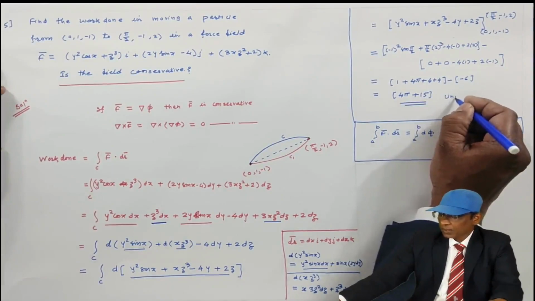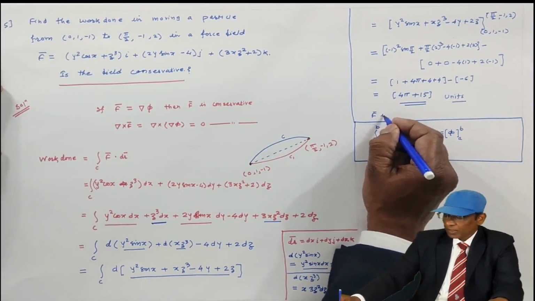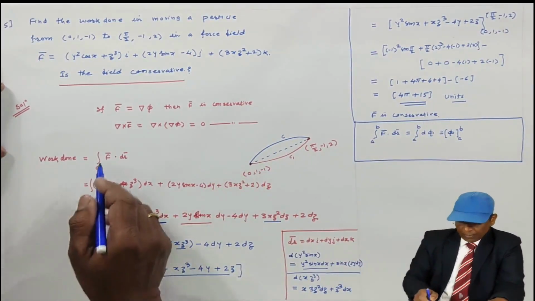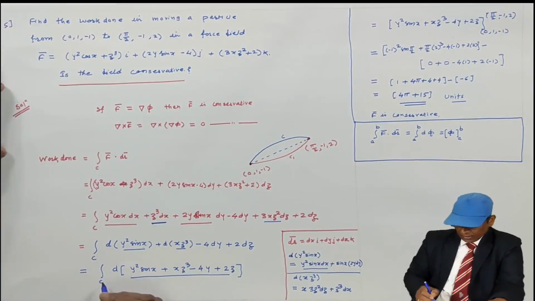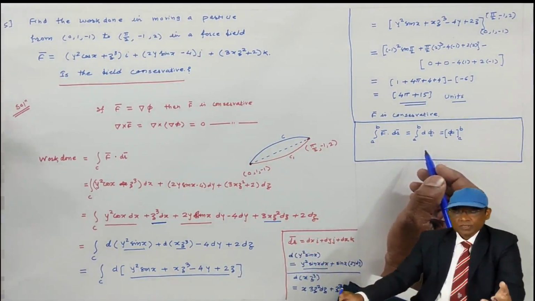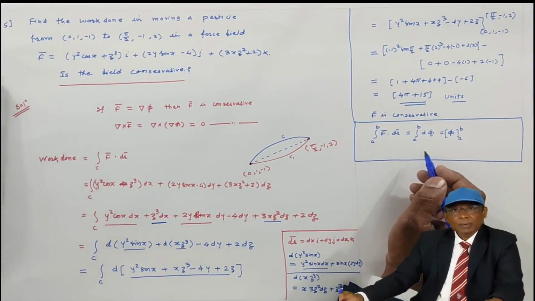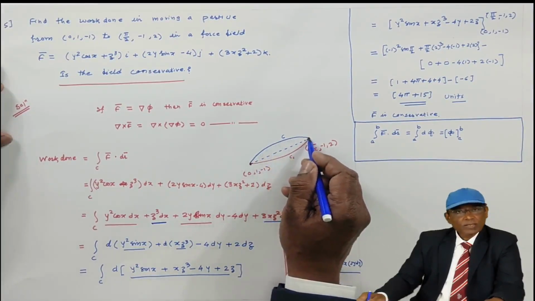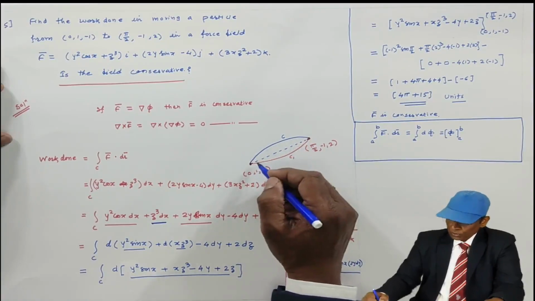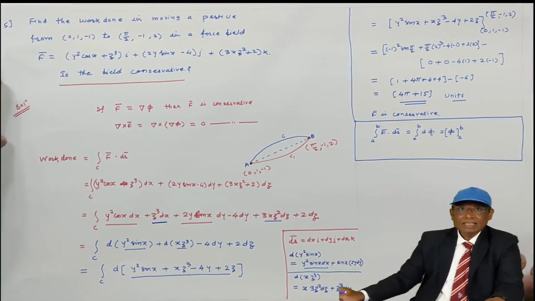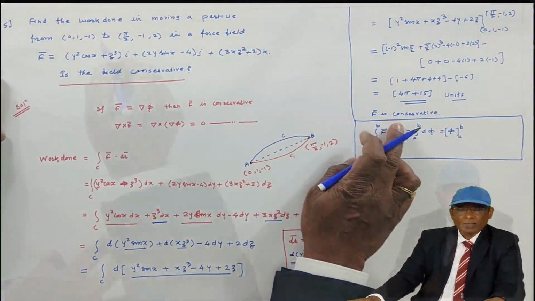The work done is in units. The force F bar is conservative. Why is it conservative? Because we have written F bar dot dr bar as an integral of d of a scalar point function. That's why the force field is conservative. It means that the work done is independent of the path, whether the particle is moved from this point to this point through C, through C1, or through the straight line AB. The work done is independent of the path. Therefore, F bar is conservative.